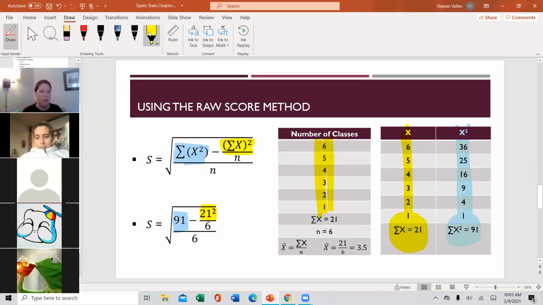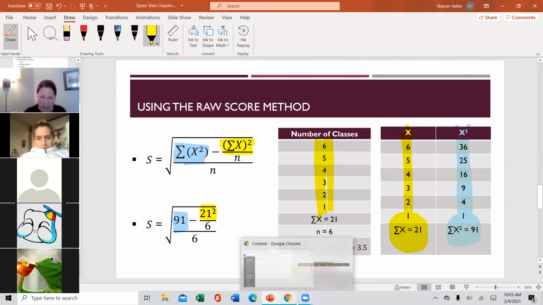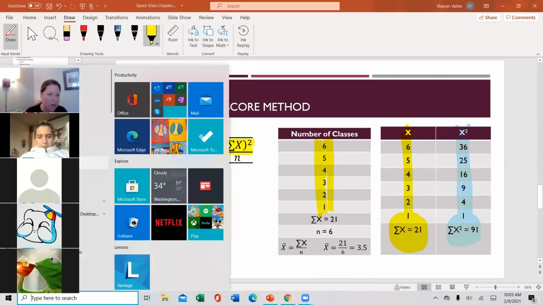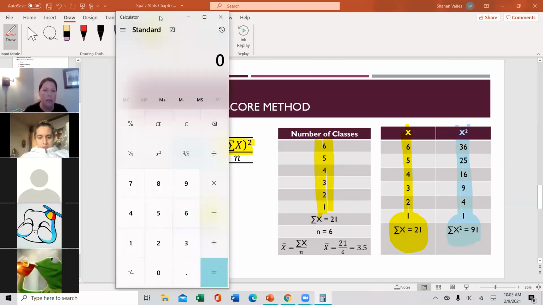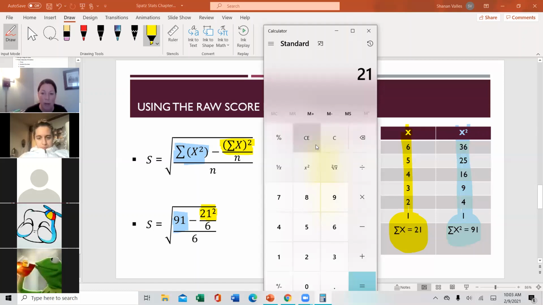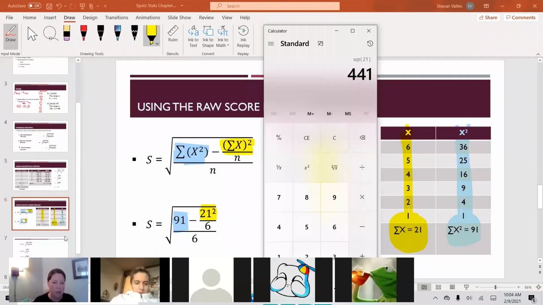Now I want you to see, I'll do it on my calculator here so you guys can see it. Where'd my calculator go? Did I close it? Okay, I'm going to show you it's not the same. 21 squared is a big number, 441. So when you square the numbers and add them up compared to adding them up and squaring them, you don't get the same number. It's not the same thing. So 21 squared is 441. Now I know that's a big number, but don't worry because right here we're going to divide it by 6, so it's going to get small.